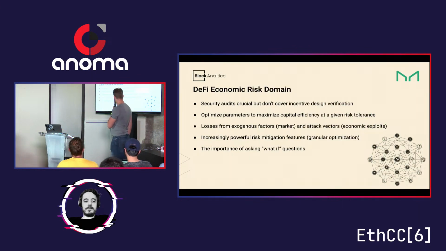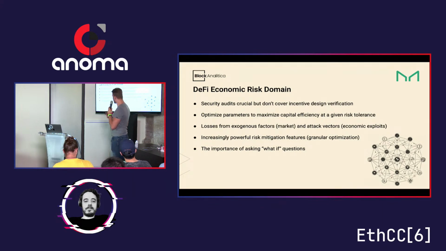Then we have the economic risk domain. As Trent mentioned before, there have been many hacks in the industry in the last couple of years, and security audits are an obvious attack vector when it comes to DeFi protocols. But then there's also the incentive design verification, which is not nearly as much addressed in different teams.